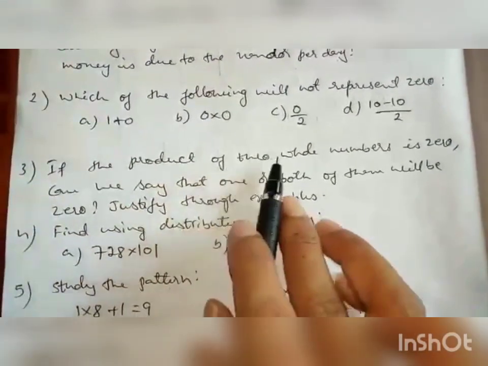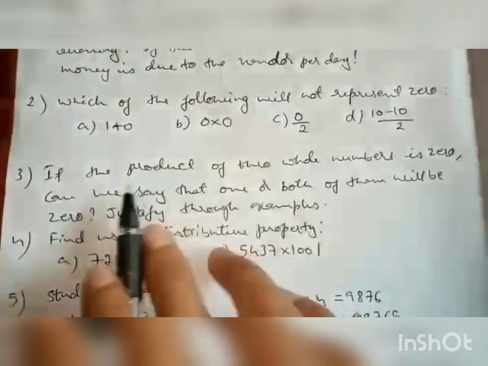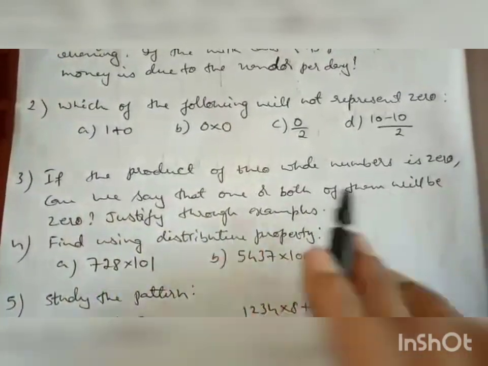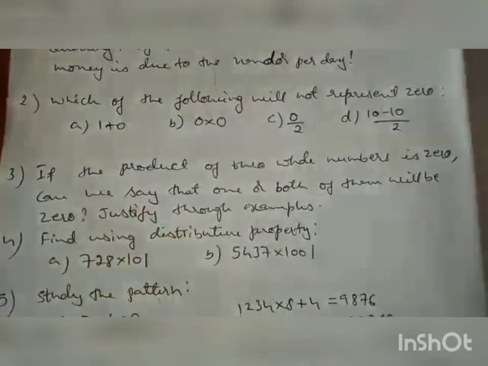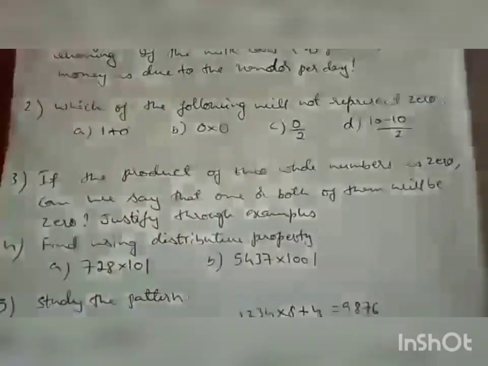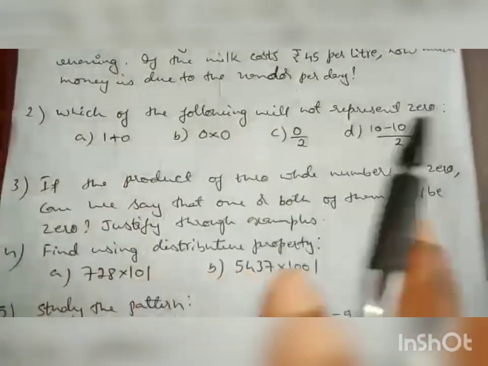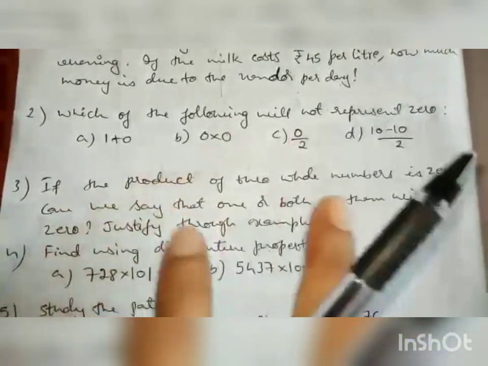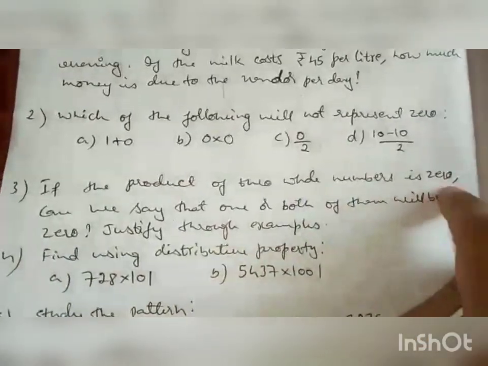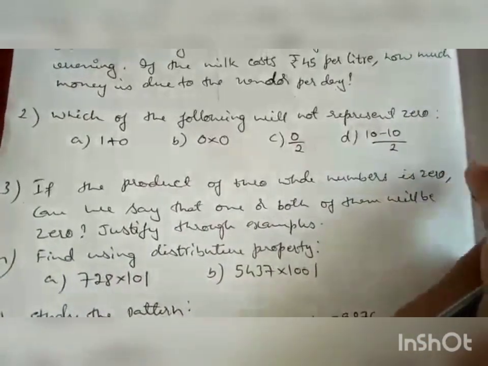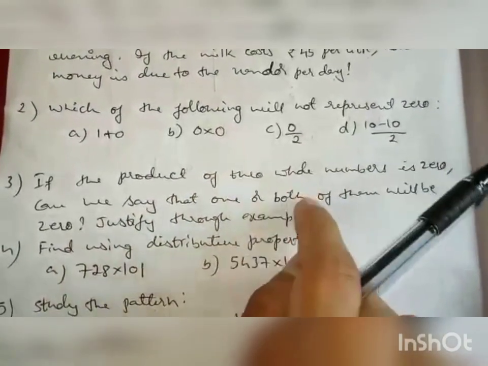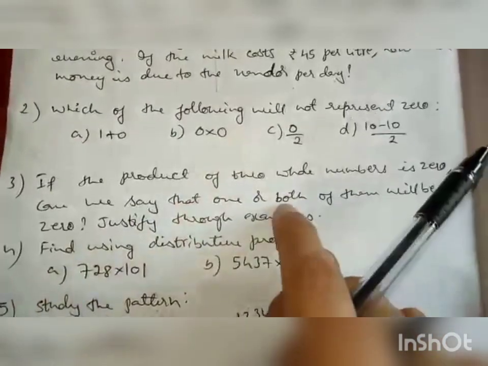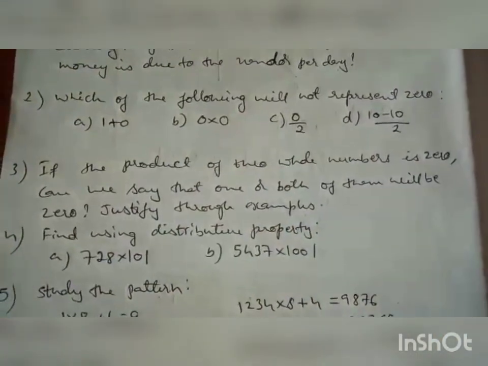Next, if the product of 2 whole numbers is 0, can we say that one or both of them will be 0? Justify through examples. Same type of one I have solved. Same like that you have to do this. They have said when you multiply 2 numbers, you should get the product as 0. So either one should be 0, or both of them should be 0. You have to show this through examples.